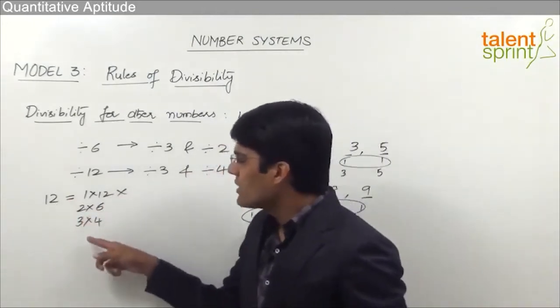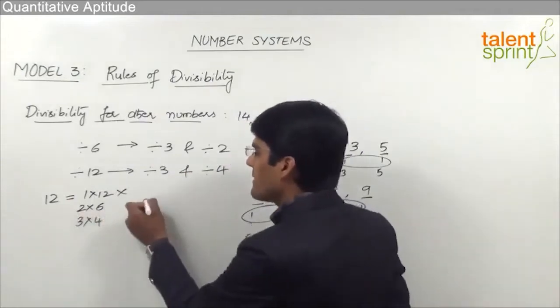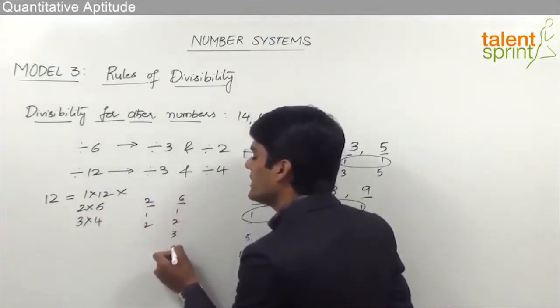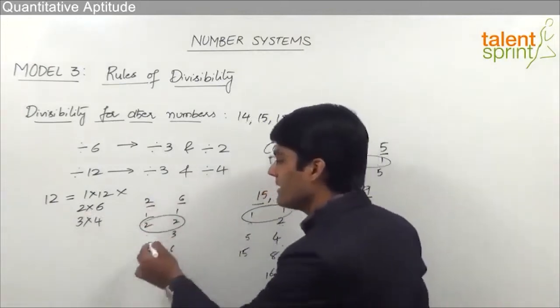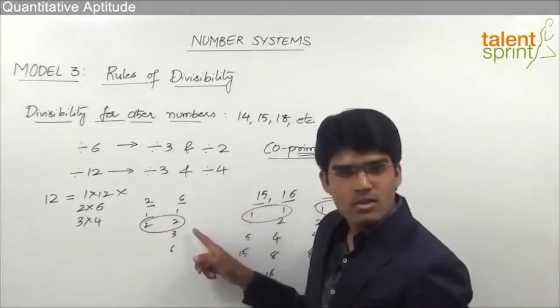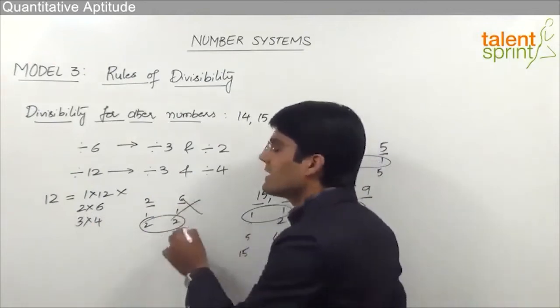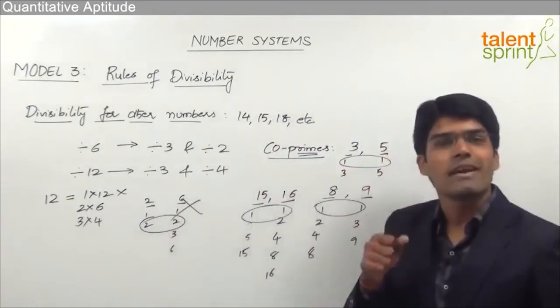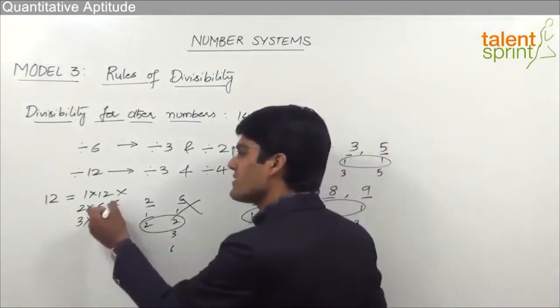Now out of these two cases, when we take 2 and 6, the factors of 2 are 1 and 2 and factors of 6 are 1, 2, 3 and 6. And the highest common factor here is 2. And since the highest common factor is 2, 2 and 6 cannot be coprimes. Why? Because for two numbers to be coprimes, their highest common factor has to be 1. So even 2 and 6 is ruled out.